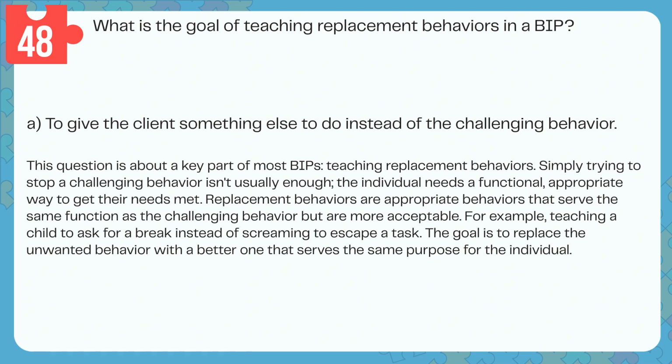This question is about a key part of most BIPs, teaching replacement behaviors. Simply trying to stop a challenging behavior isn't usually enough. The individual needs a functional, appropriate way to get their needs met. Replacement behaviors are appropriate behaviors that serve the same function as the challenging behavior, but are more acceptable. For example, teaching a child to ask for a break instead of screaming to escape a task. The goal is to replace the unwanted behavior with a better one that serves the same purpose for the individual.